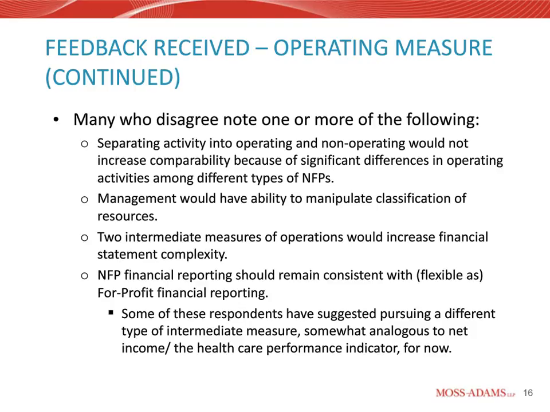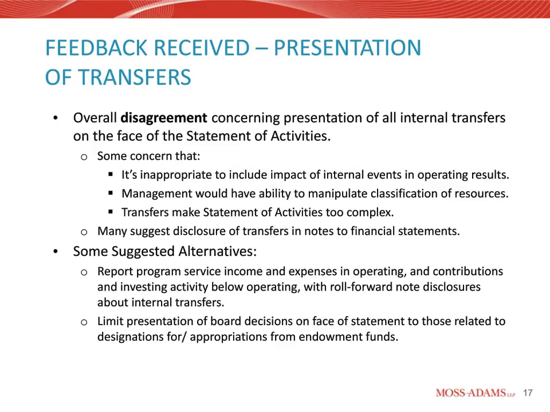As it relates to the transfers in the statement of activities, there was overall disagreement that these amounts should be shown on the face of the statement of activities. The respondents provided a number of alternatives to the FASB to consider during their redeliberation process. One approach is to only include program service income and the related expenses in their operating measure, and contributions and investment income would stay outside of an operating measure for all organizations.